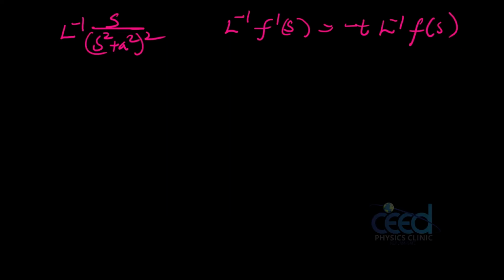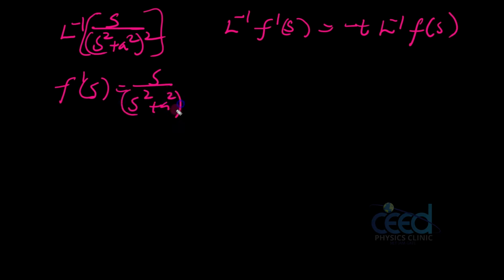So what is f dash? We want to find the inverse Laplace transform of this, so I have to take f dash s as s by s square plus a square, whole square. Now what is f of s? F of s is the integral of this, that is the integral of s ds divided by s square plus a square, whole square.